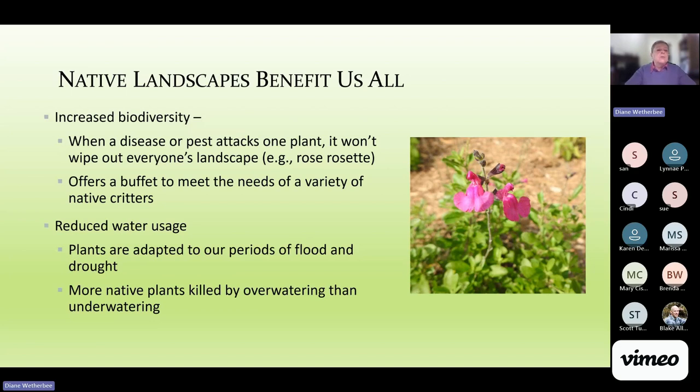Again, it reduces the water usage because these plants are adapted to our periods of flood and drought. We think about the drought periods, but we also have times when we just flood. Every drought seems to be broken by a flood. But the drought is especially important because way more native plants are killed by overwatering than underwatering.